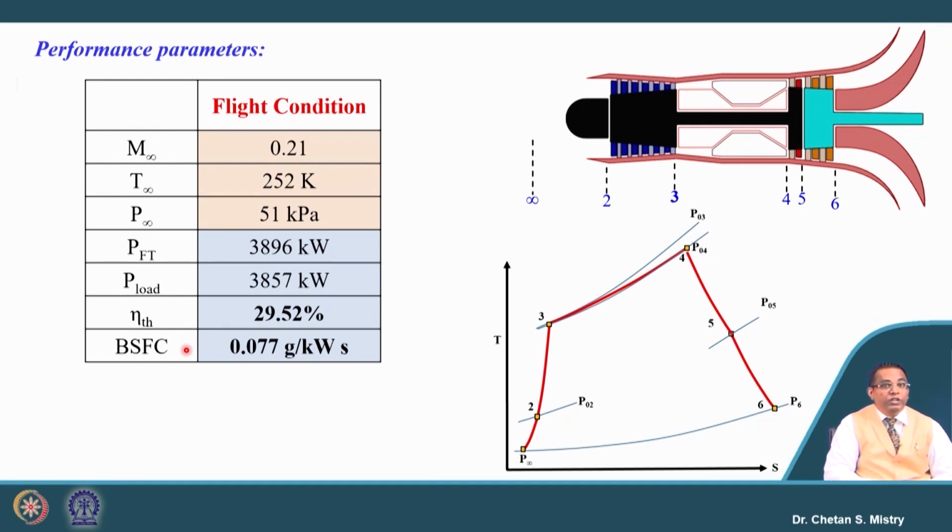You can go with the reverse calculation also. You can say this is the power we are looking for from the shaft. Maybe that load power is given to you, and from there you need to do your reverse calculation in order to select what the pressure ratio needs to be and what the turbine entry temperature needs to be. So now I am sure you are all confident enough to do this kind of calculation.